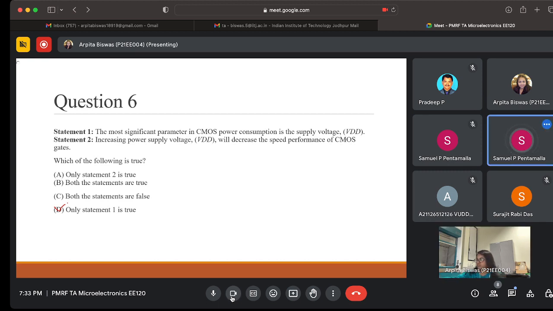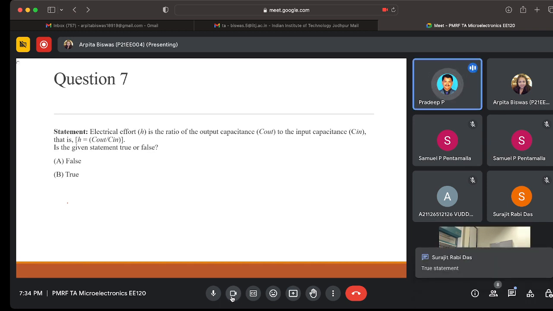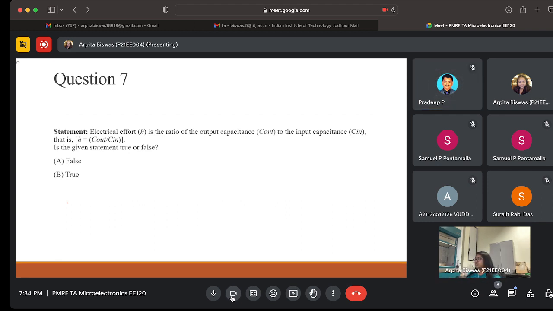So this is the question number 7. The statement: the electrical effort h is the ratio of the output capacitance to the input capacitance. So is the given statement true or false? True, madam. Capital H is for the path, and small h is for electrical effort. Correct, madam. Okay, so the right option should be true.